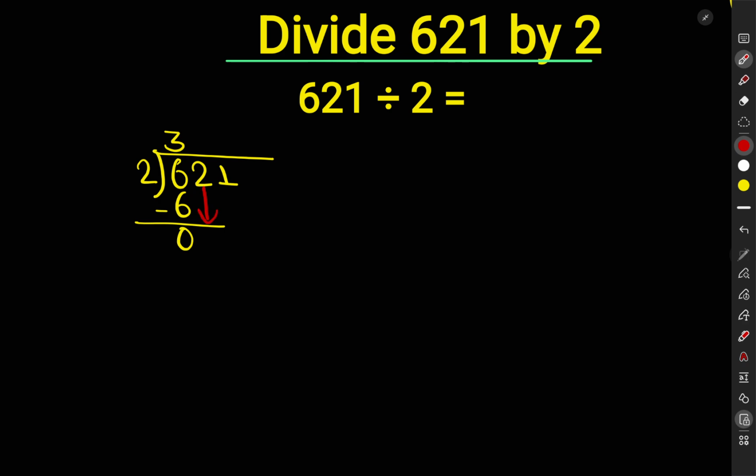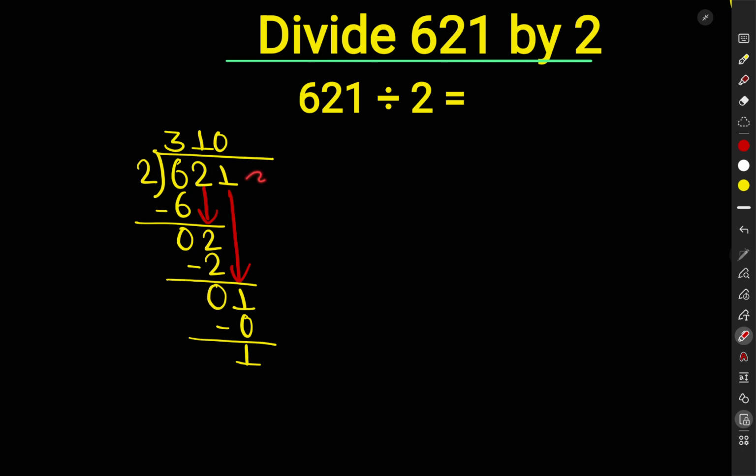So now we put down these 2 and 2 times 1 is 2. On subtracting we get 0. So now we put down this 1 and 2 times 0 means 0. On subtracting we get 1.